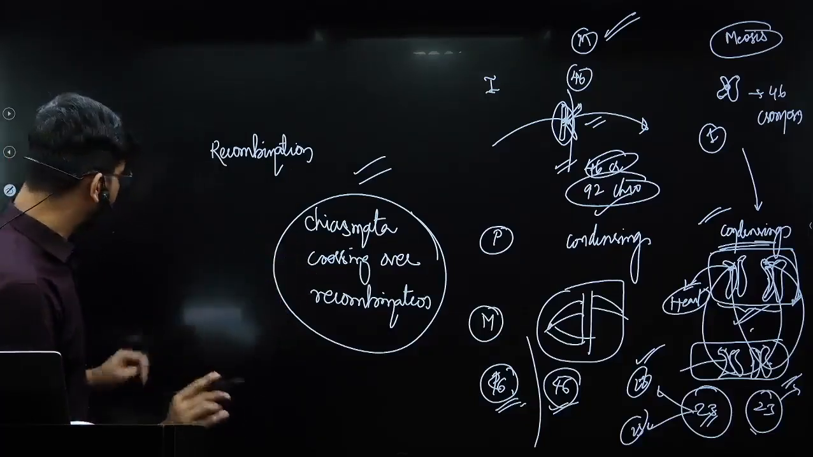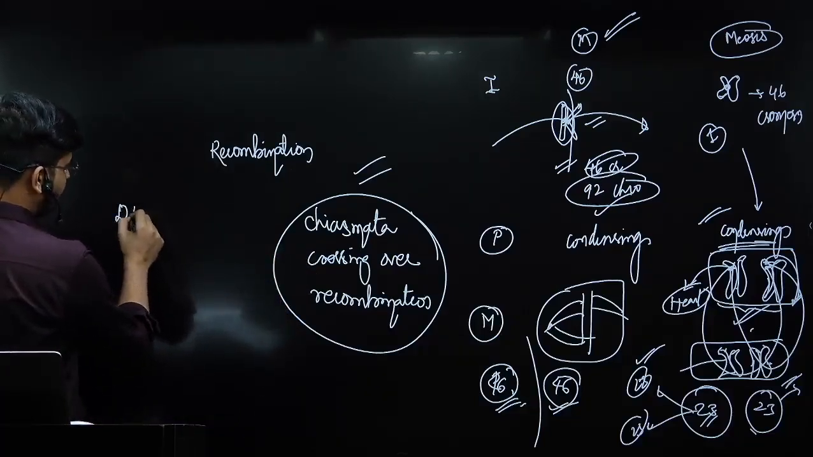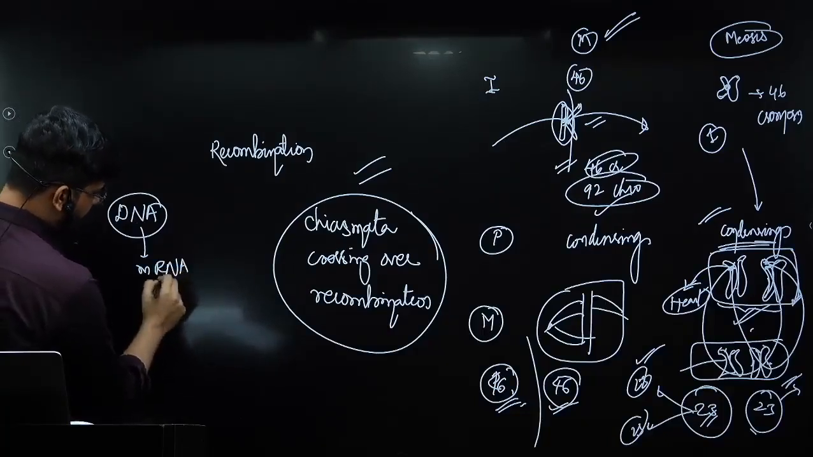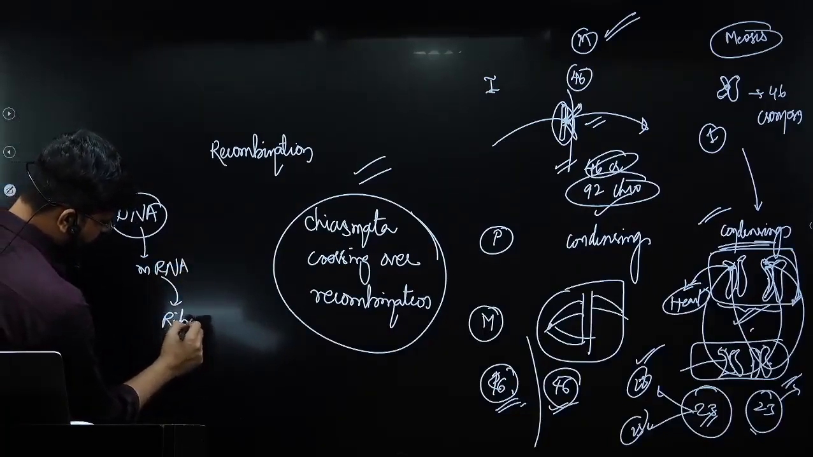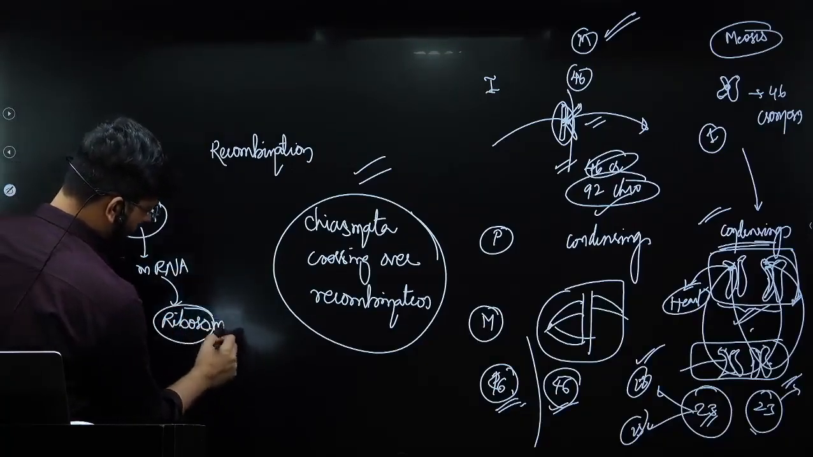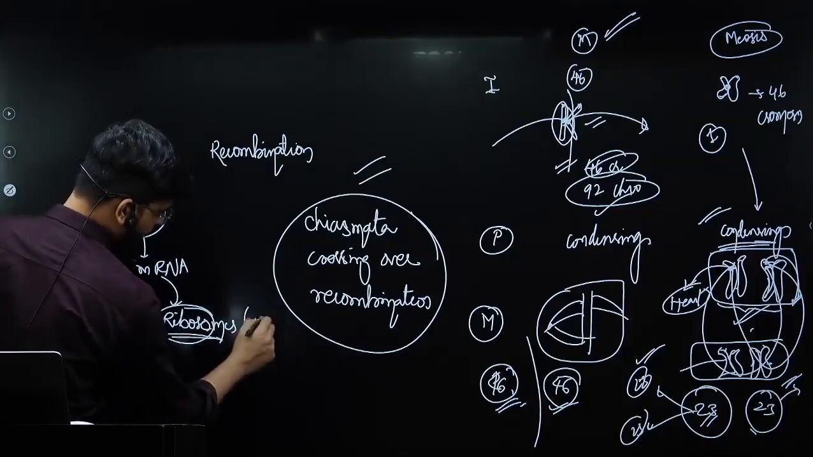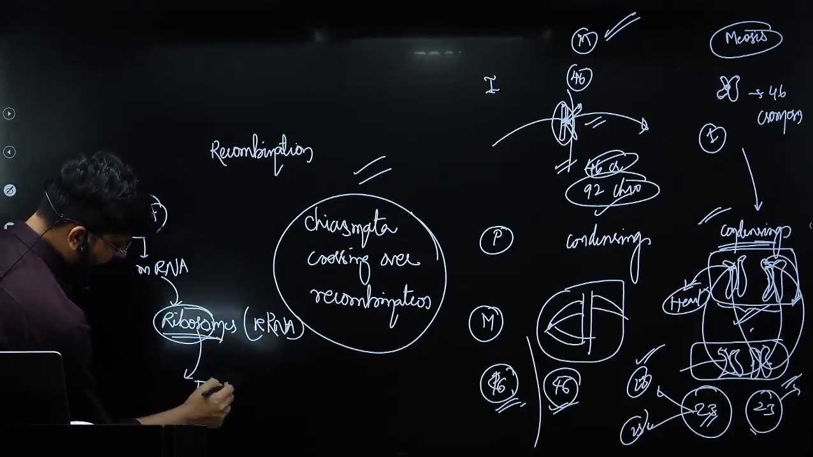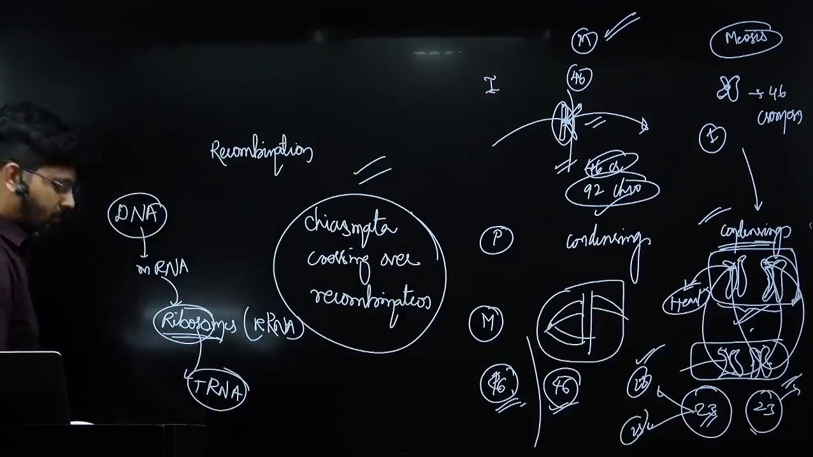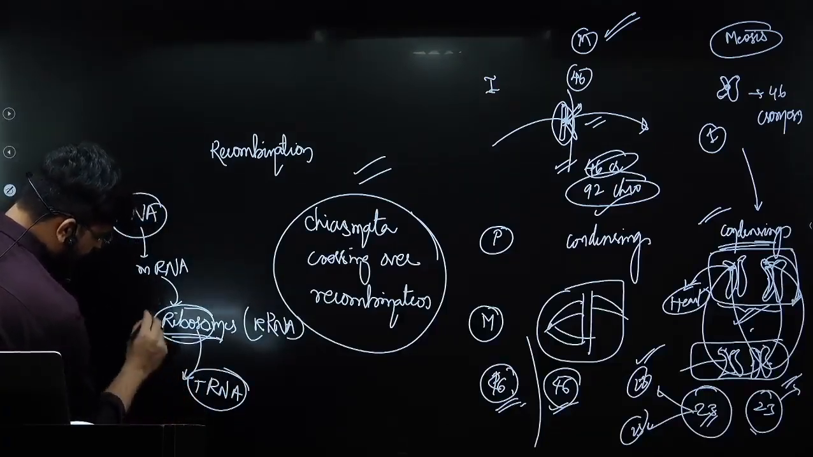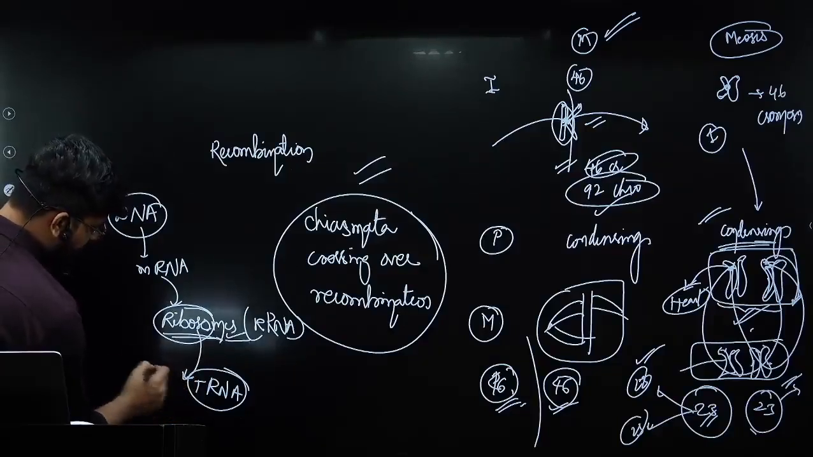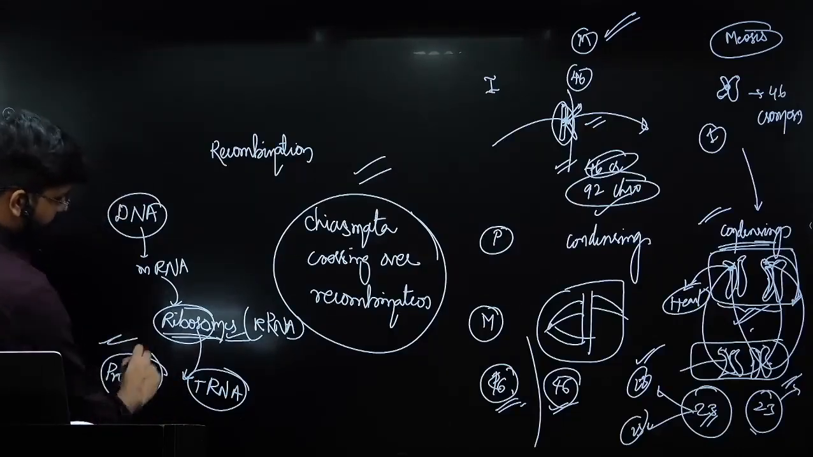The next thing you need to remember is protein synthesis. From DNA, mRNA will take the information and go to the ribosomes, which contain rRNA. It will read the information and tell the tRNA to bring the amino acids, and the information read by the rRNA will help in making the proteins, that is, chains of amino acids.